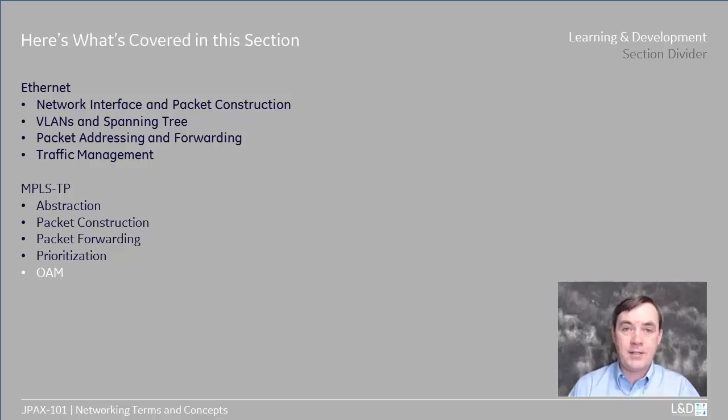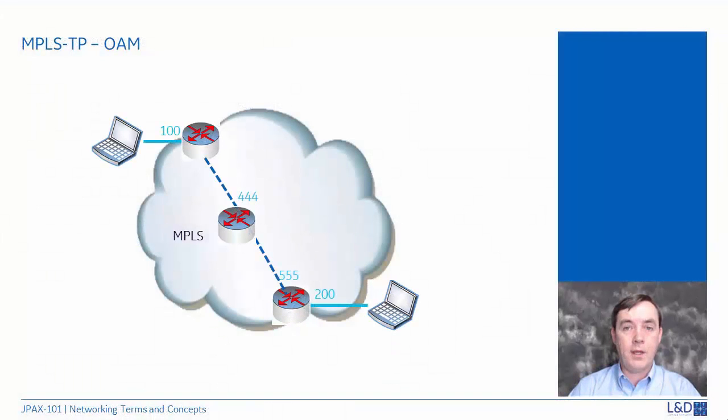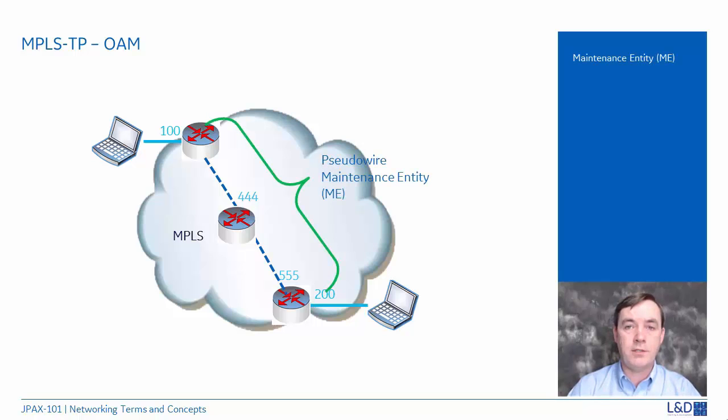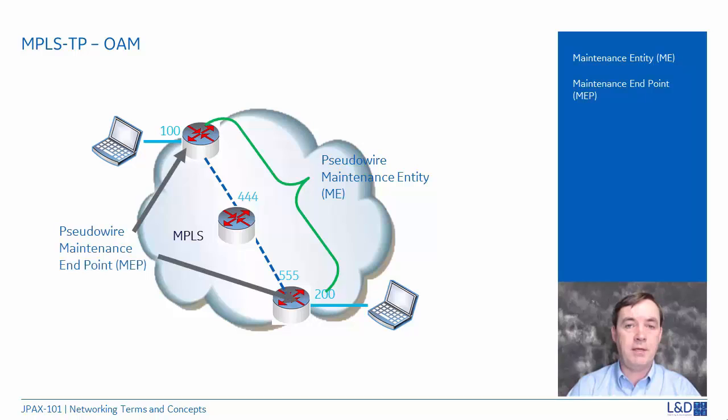We've saved the best for last: operations, administration, and management capabilities and features leveraged by MPLS-TP. OAM stands for Operations, Administration, and Maintenance. The thing being monitored or measured is usually referred to as a maintenance entity, ME. This can be either a pseudowire, label switch path, or a segment of a label switch path. The two endpoints of a maintenance entity are referred to as the maintenance endpoints, MEPs.